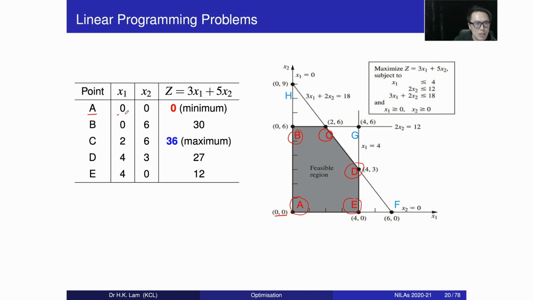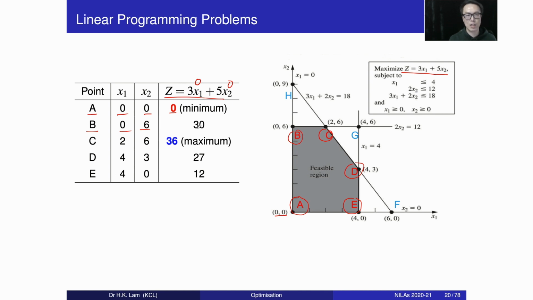So x1 is 0, x2 is 0. Corner point B, right here, x1 is 0, x2 is 6. So I'm going to put it right here, corresponding to each of these points. Plug it into this z value defined by the cost. We just evaluate that. When x1 is 0 and x2 is 0, the cost z is 0. We are going to do that for all these points.